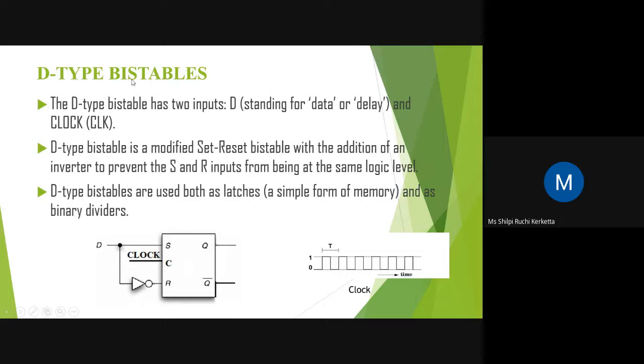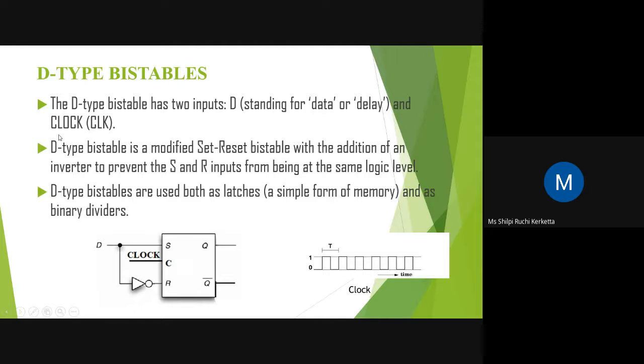So what is this D bistable? D bistable has two inputs, but both are actually the same input. Here our D stands for either data or delay. So it is either a data type bistable or a delay type bistable.